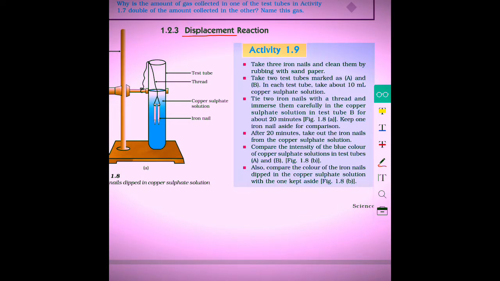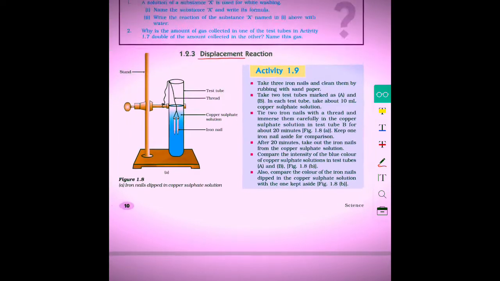After 20 minutes, take out the iron nail from the copper sulfate solution. Compare the intensity of the blue color of copper sulfate solution in test tubes A and B. Also compare the color of the iron nail dipped in copper sulfate solution with the one kept aside.